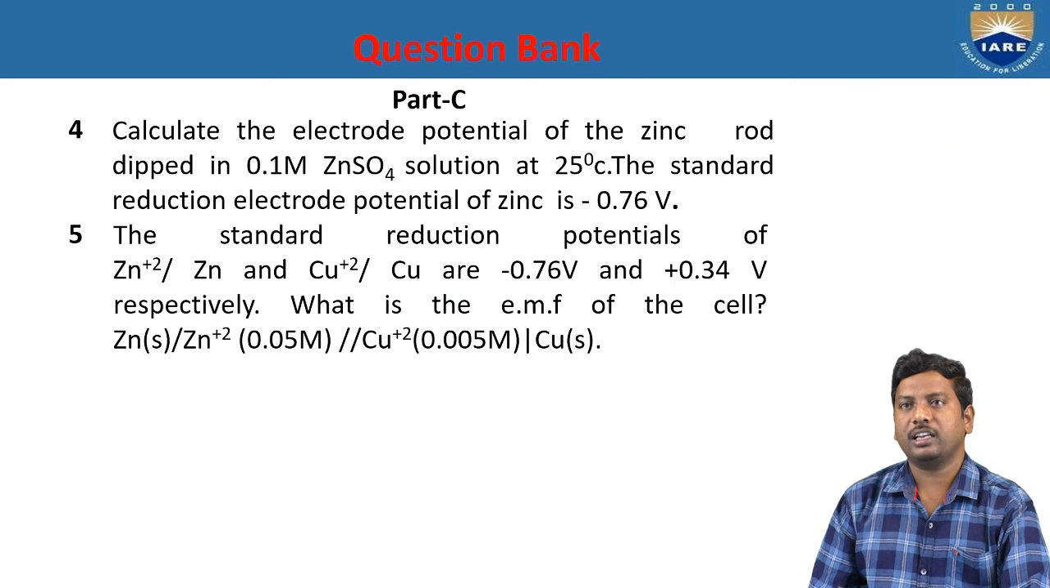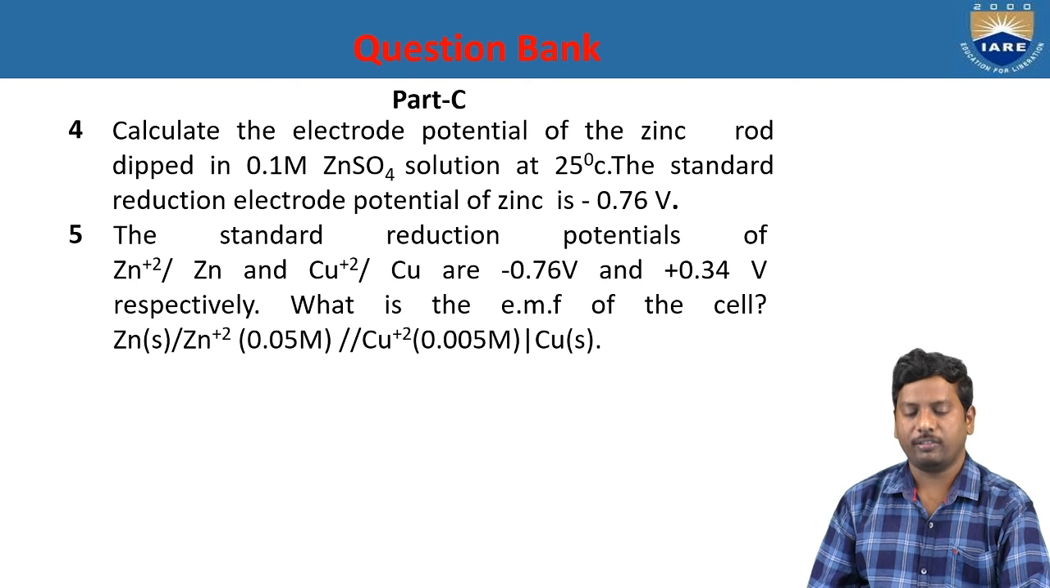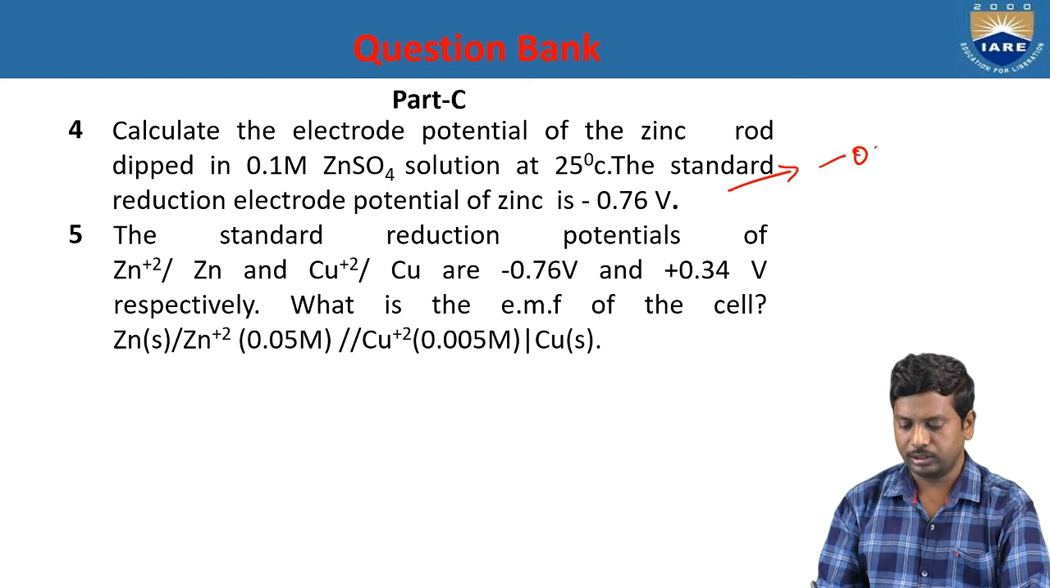And next one, calculate the electrode potential of the zinc rod in 0.1 molar zinc sulfate solution at 25 degrees centigrade. The standard reduction potential of the zinc electrode is minus 0.76 volts. So this is also a model problem like problem 3, and we apply the formula E is equal to E naught minus 0.0591 by n log of concentration of M n plus in aqueous media. We get the final value, that is minus 0.79 volts.